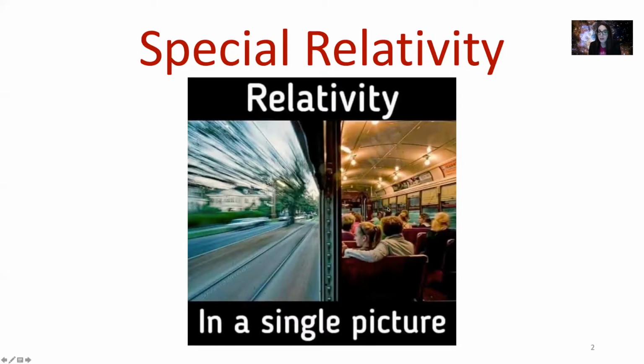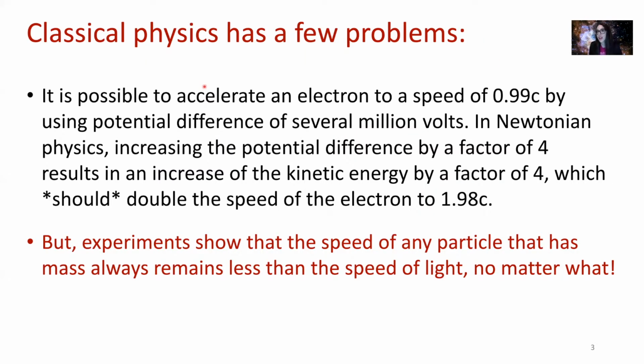For you inside the bus, it doesn't look like the things around you inside the bus are moving, but everything outside, the trees outside, the houses outside, you're zipping past them and they appear to be moving relative to you. That's relativity. Classical physics has a few problems, especially whenever you think about things that are moving very quickly.